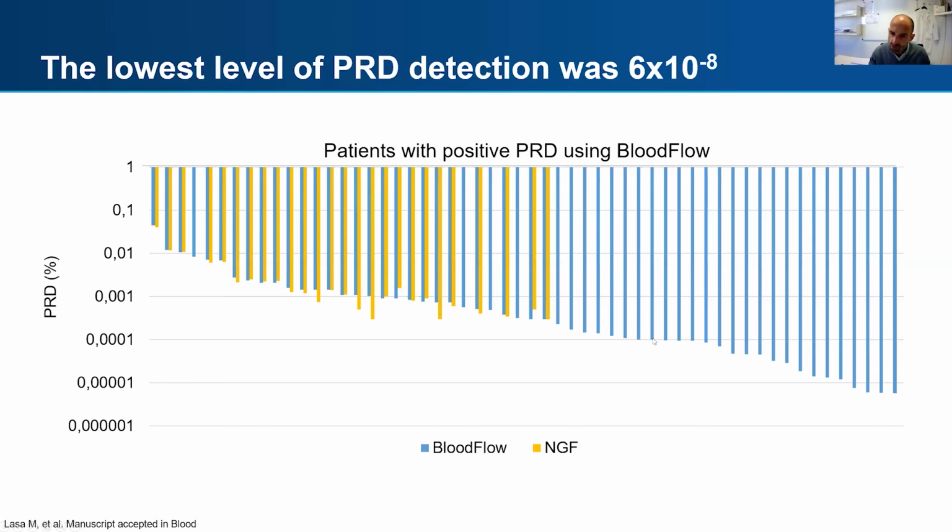The reason is that with the new method, we are indeed capable of detecting PRD in the 10 to the minus 7 logarithmic range, and even in some patients, we are able to detect at 10 to the minus 8. And this is, I can tell you, unprecedented sensitivity ever achieved across all hematological malignancies. Once again, myeloma is at the forefront of methods to assess treatment efficacy.